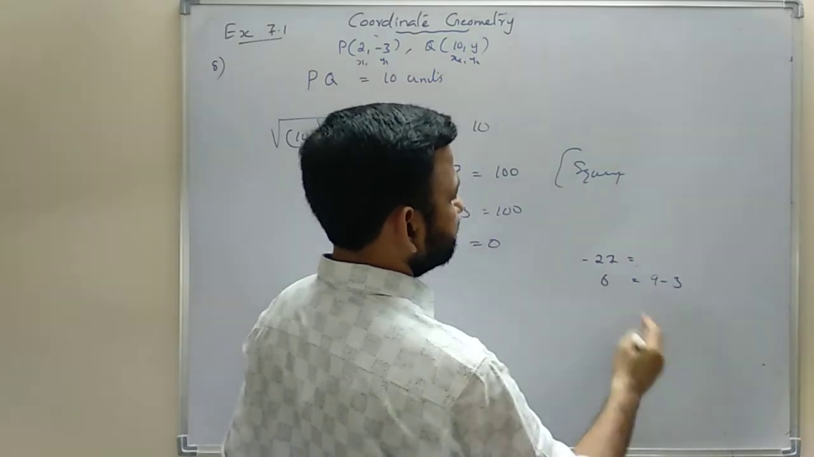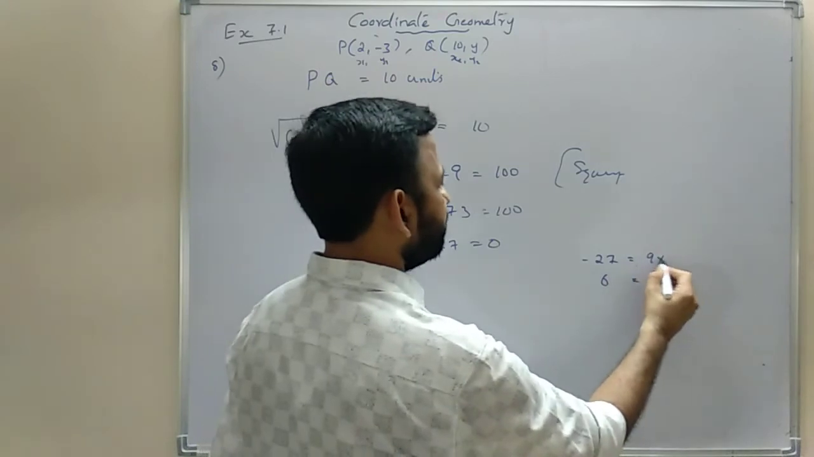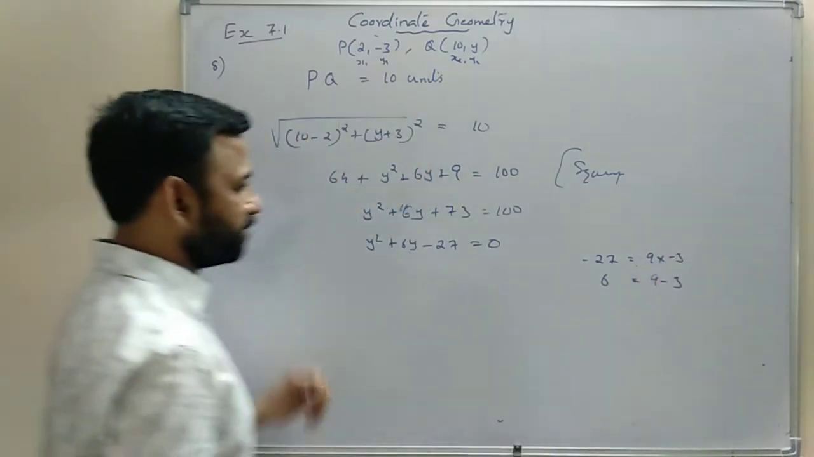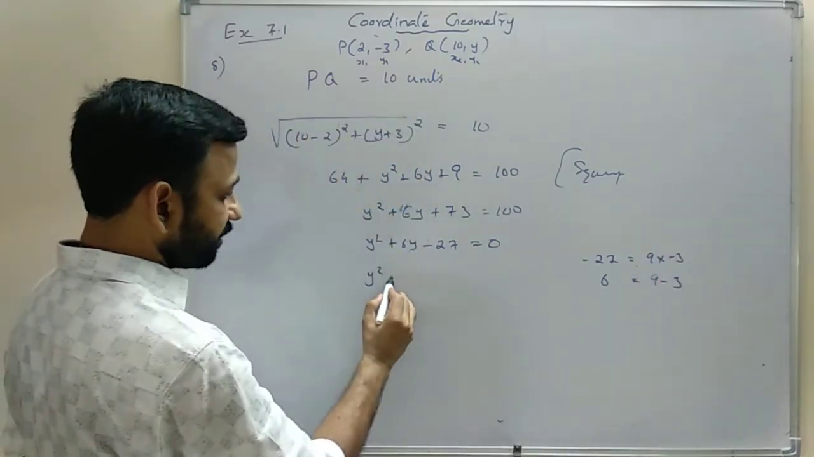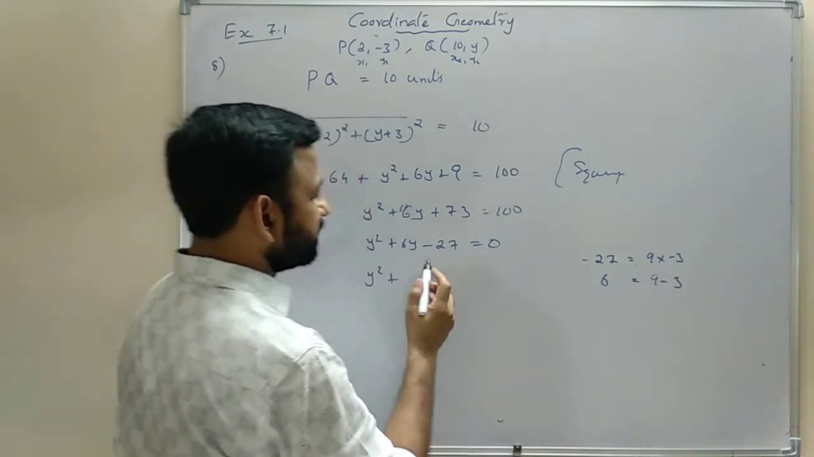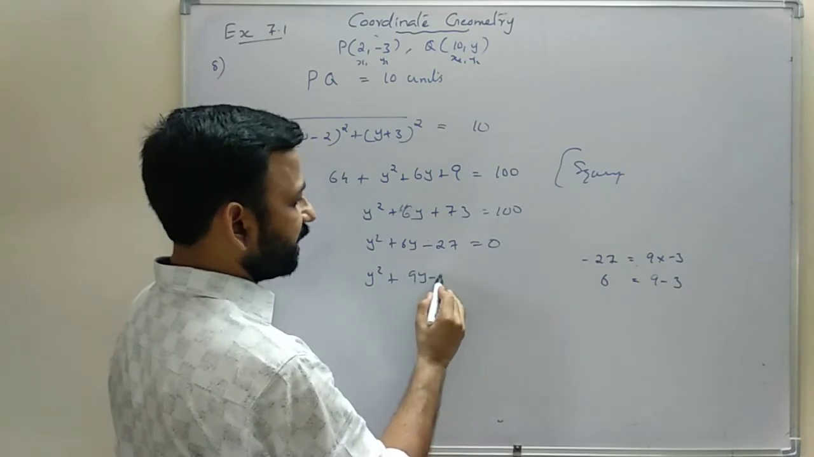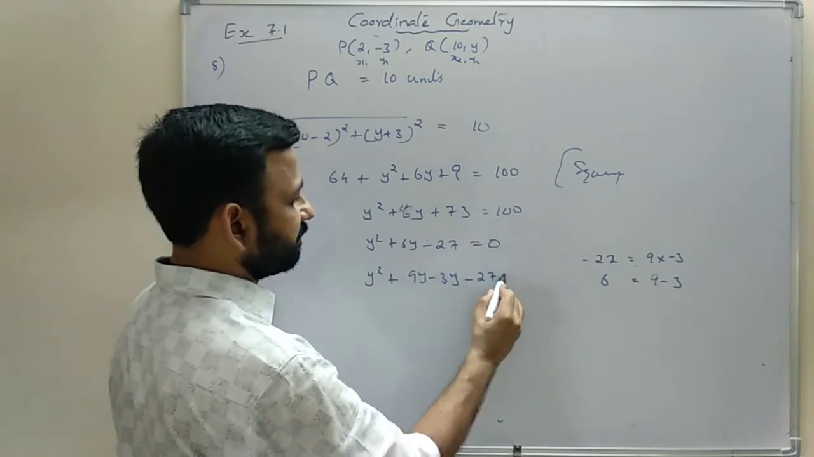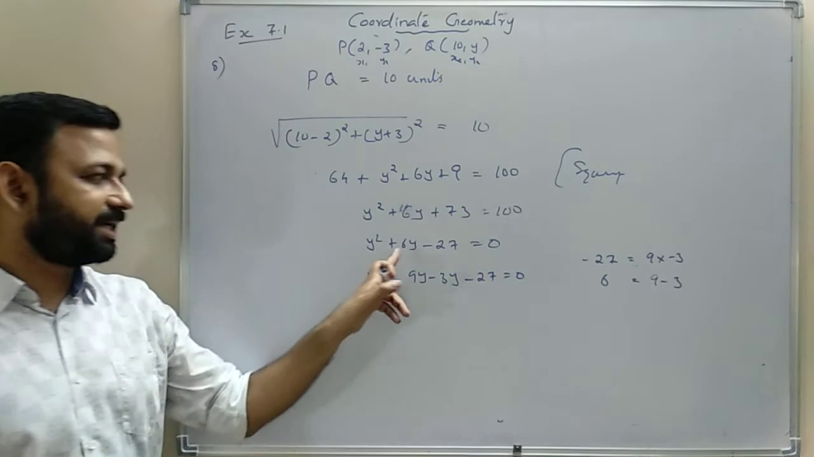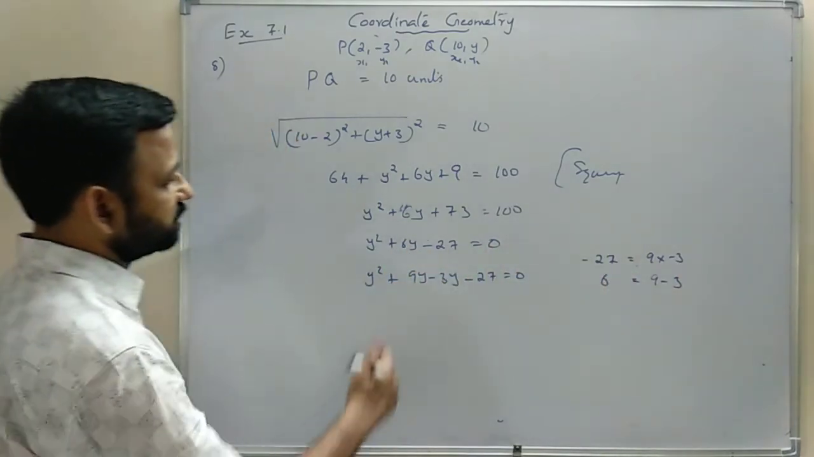9 minus 3. 9 minus 3 is equal to 6 and 9 into minus 3 is equal to minus 27. So we will write y square plus 6y, that is equal to 9y minus 3y minus 27 equal to 0. Splitting the middle term, 6y is equal to 9y minus 3y, minus 27 equal to 0.